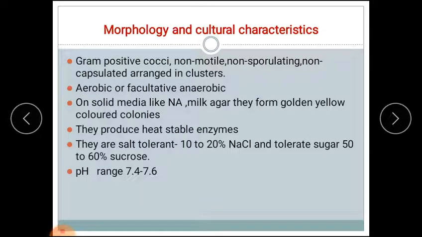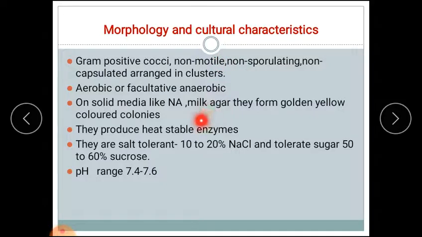Now we'll see the morphology of the organism which produces staphylococcus intoxication, and the organism is Staphylococcus aureus. You know this character, you are very well known about this organism. Okay, so they are gram positive cocci, non-motile, non-sporulating, non-capsulated, and they are arranged in clusters. They are aerobic or facultative anaerobic. So this is about the morphology.